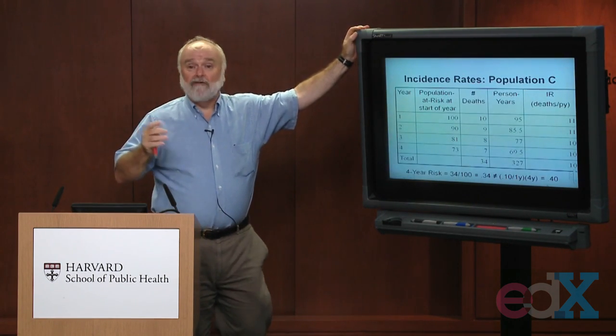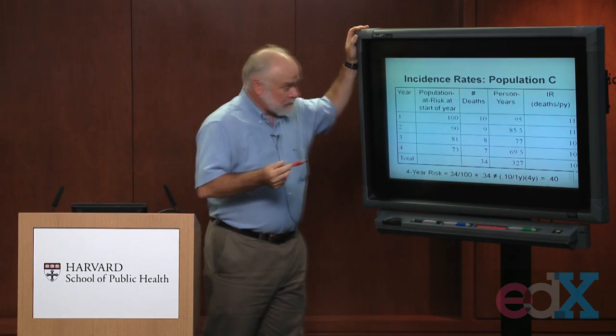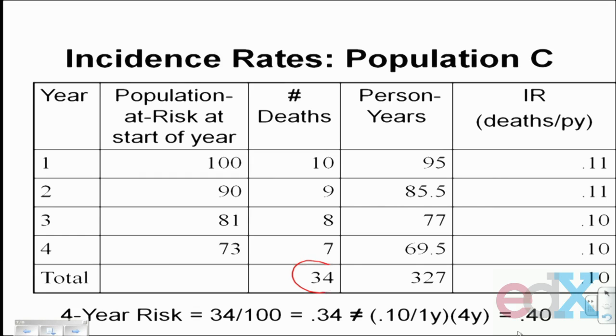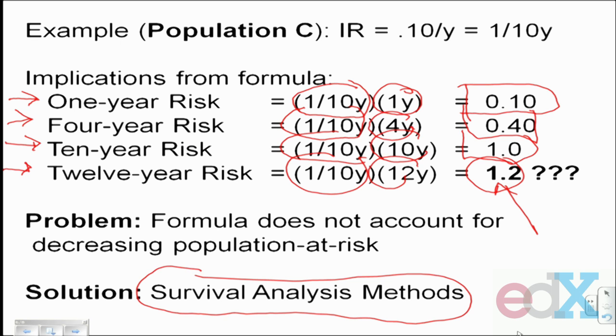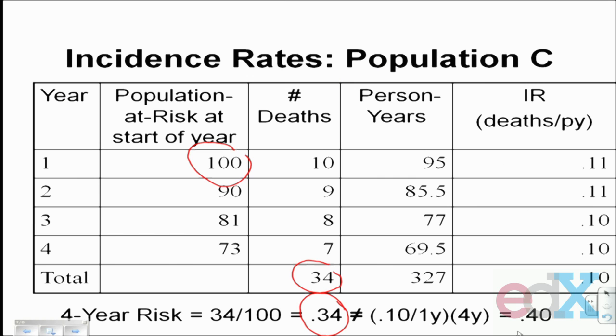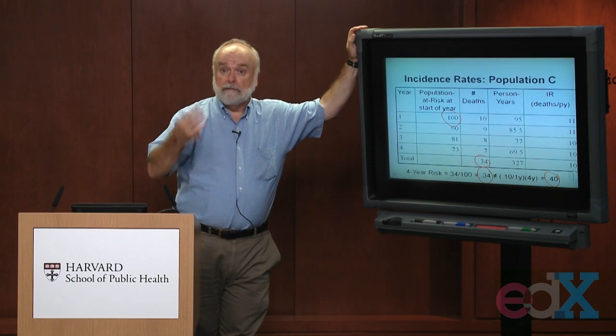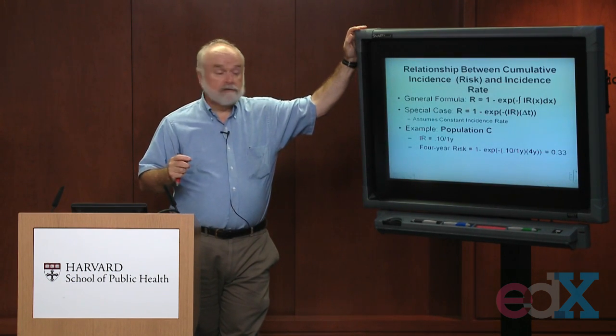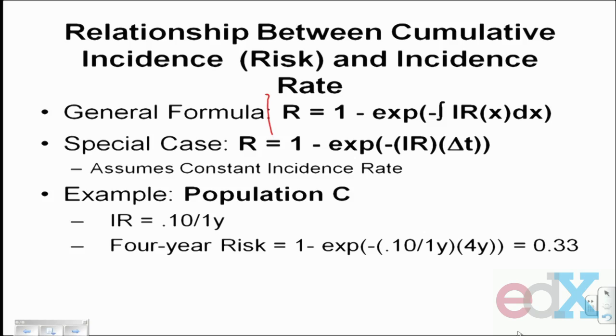But what's the better formula to use? Well, from population C, we saw that the 4-year cumulative incidence was 34 cases out of 100 people, 34%. The previous slide, using that approximation formula, said the 4-year cumulative incidence would be 40%, which is too high compared to the 34%. So it's breaking down. It's breaking down because it doesn't account for the diminishing population at risk that happens over time. What's a better formula to use? Well, here it is in gory detail.